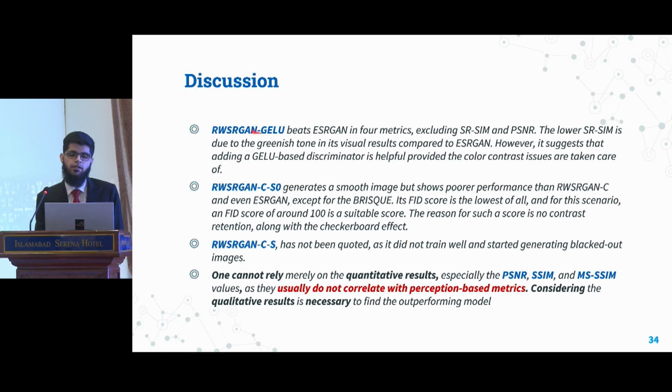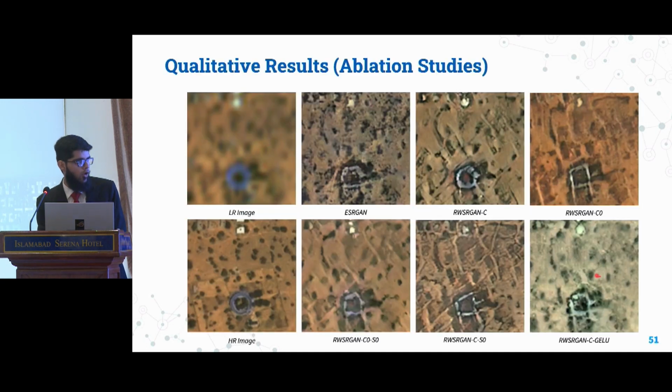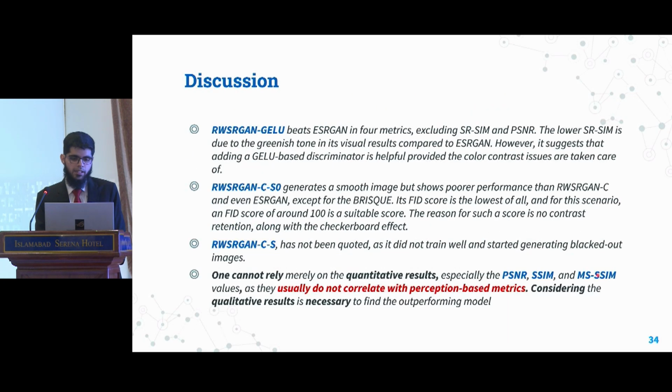This one is the one where I basically modified the discriminator as well, but its results were a bit greenish. Like you can see here, although it's a bit cropped, there was a greenish overlay over all the images. But still, it performs quite well in the metrics. So you can say that it can be used if the color contrast issues are taken care of.